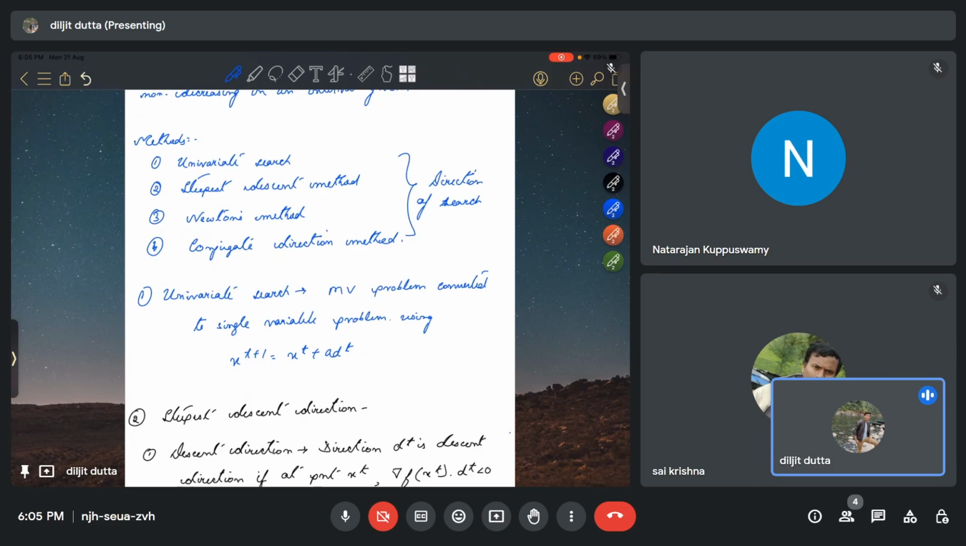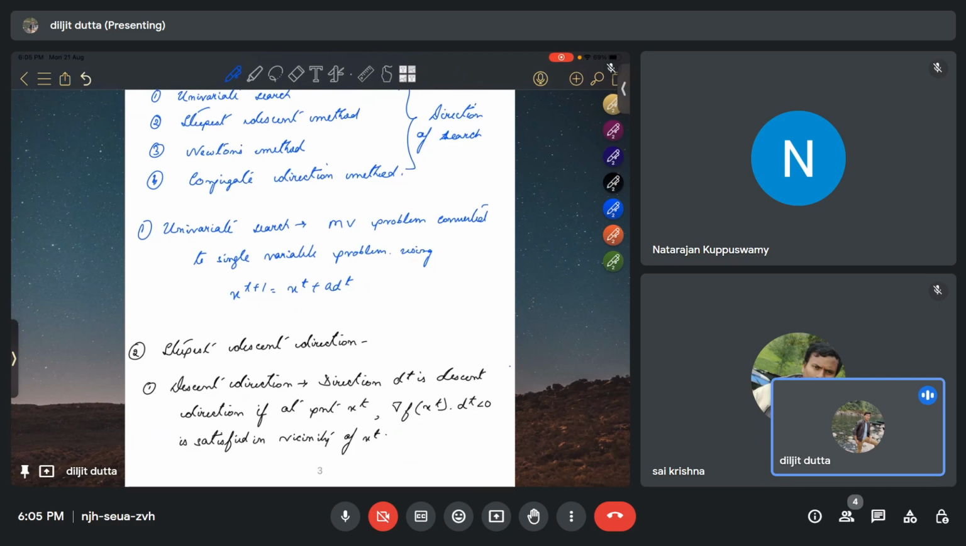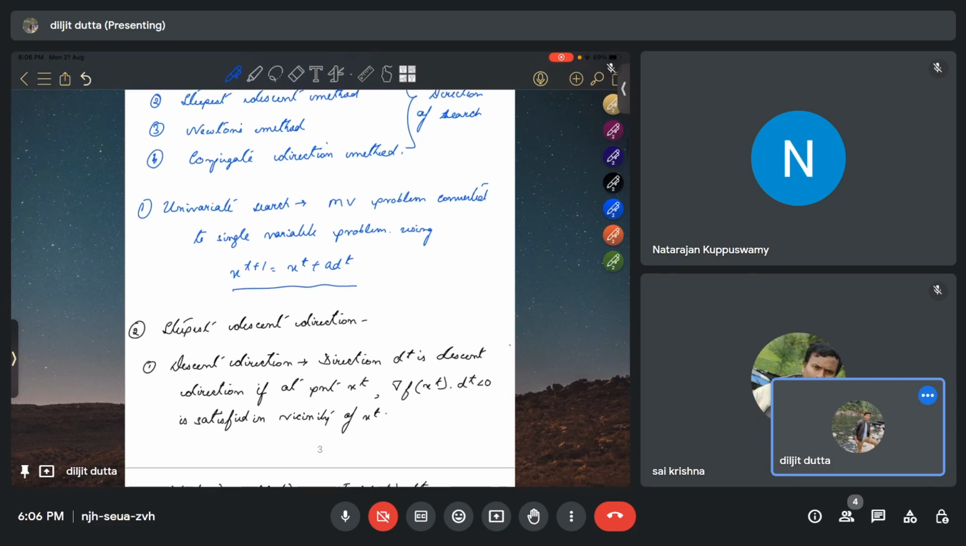So what is univariate search? In univariate search, a multivariate problem is converted to a single variable problem using this formula: x_{t+1} = x_t + a * d_t. Here x_{t+1} is the point at the next iteration, x_t is the value of x at the t-th iteration, a is an arbitrary constant, and d is the direction, that is, the direction in which we are proceeding.